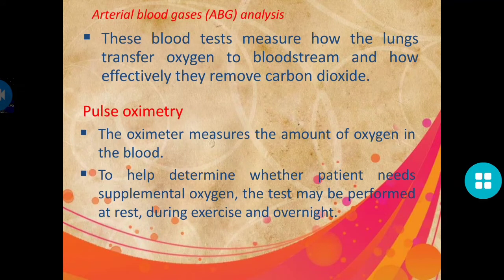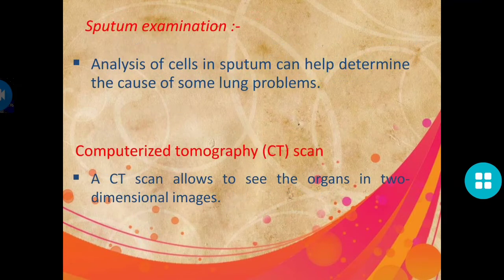Arterial blood gases, ABG analysis. These blood tests measure how the lungs transfer oxygen to the bloodstream and how effectively they remove carbon dioxide. Pulse oximetry. The oximeter measures the amount of oxygen in the blood to help determine whether the patient needs supplemental oxygen. The test may be performed at rest, during exercise and overnight.